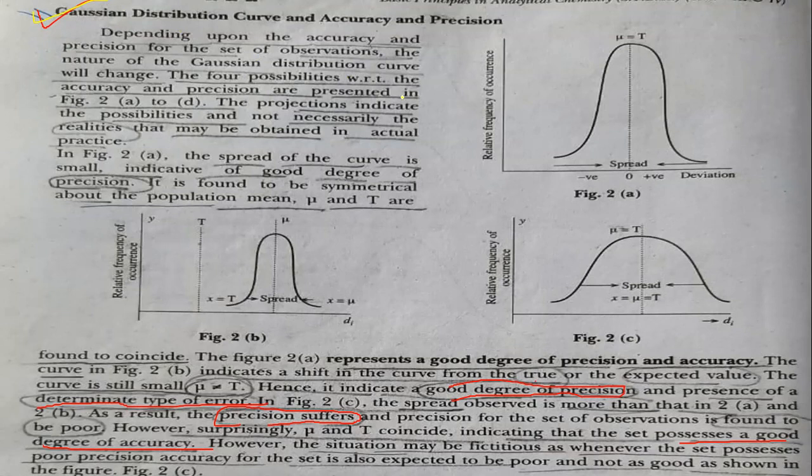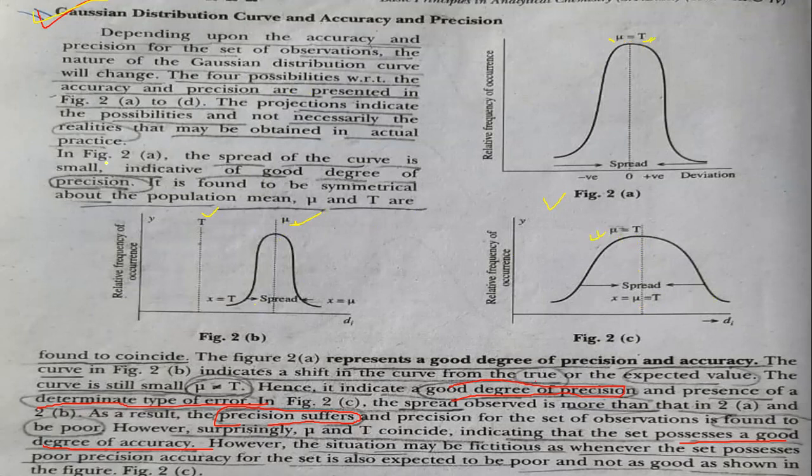Remember, here in the first figure, the spread is not much, and mu is equal to T. T is the expected reading, or expected value, or true value. In the second case, the spread is less, but mu is not equal to T. In the third case, the spread is large, but mu is equal to T. Now these are the three conditions, remember.